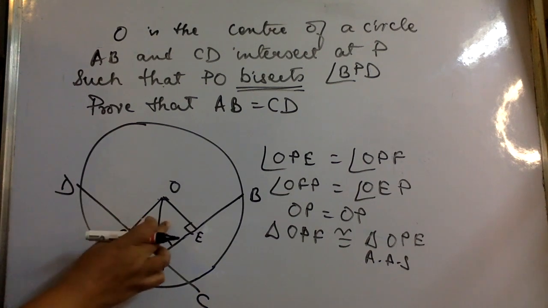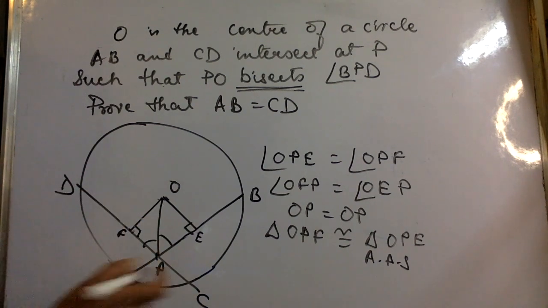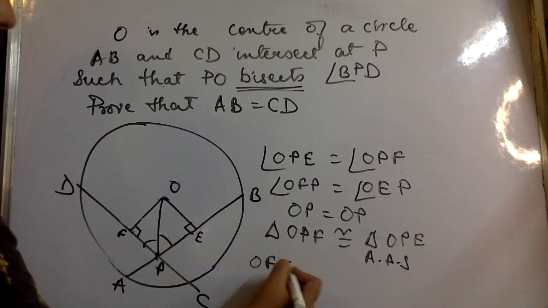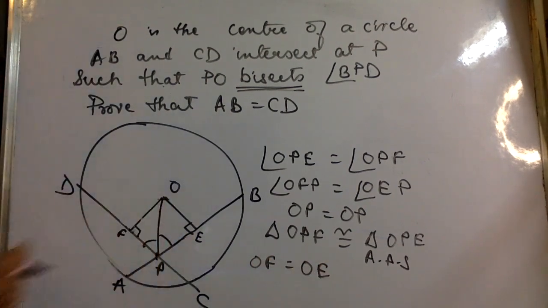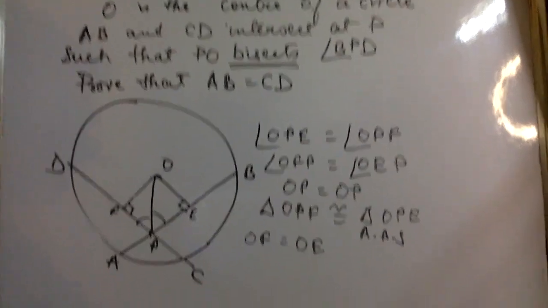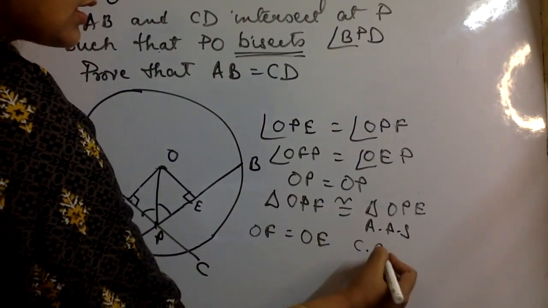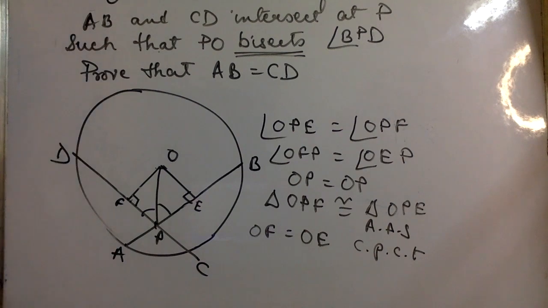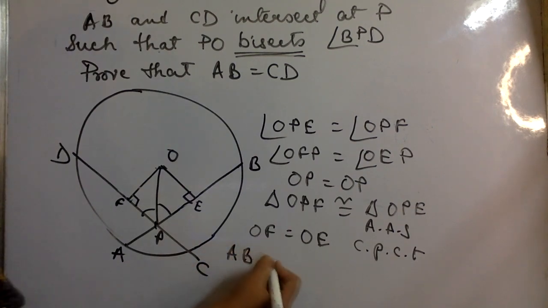So these two triangles are congruent. So we can therefore say OF is equal to OE. That is, the two lines that we had constructed are equal. Why are they equal? They are corresponding parts of congruent triangles. By CPCT they are equal. AB is equal to CD. Therefore, why is AB equal to CD? Straight we can write AB is equal to CD.